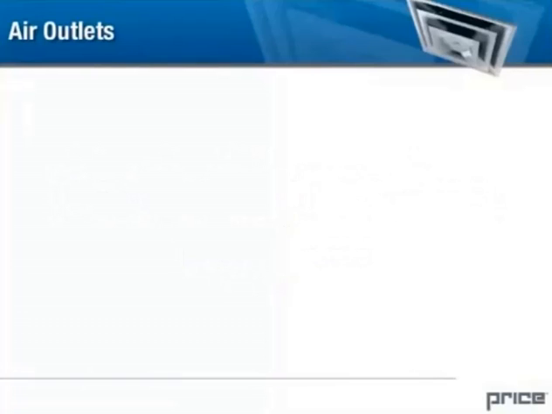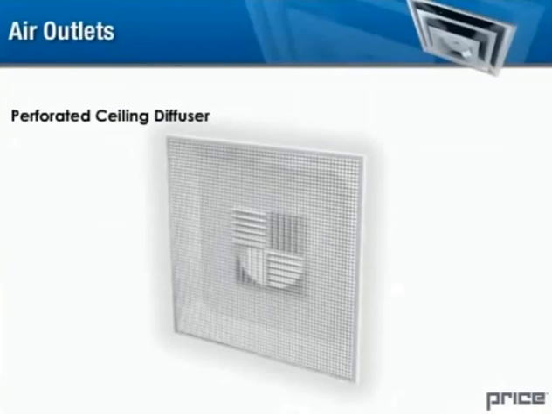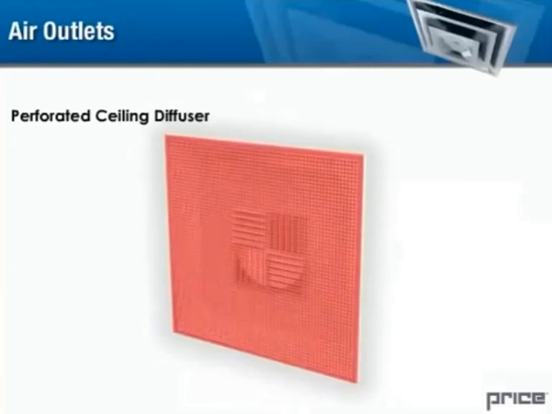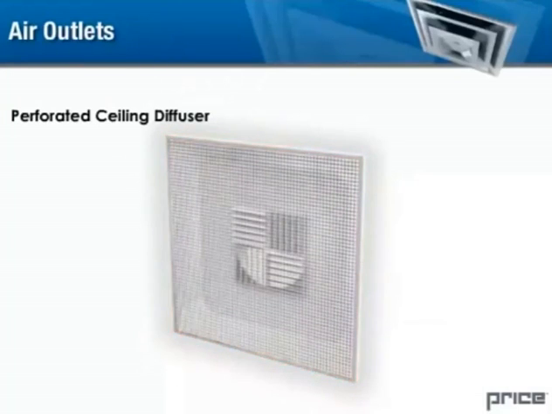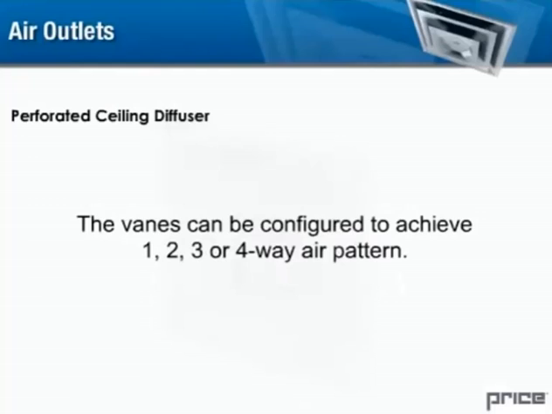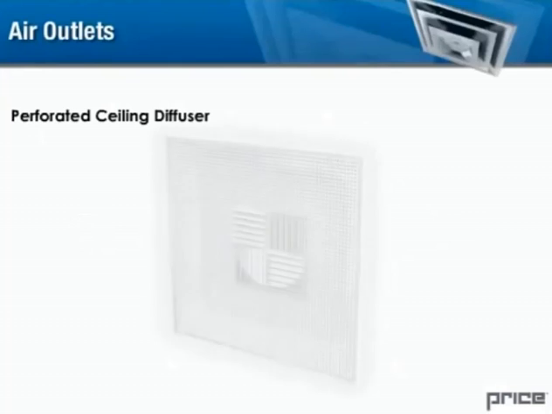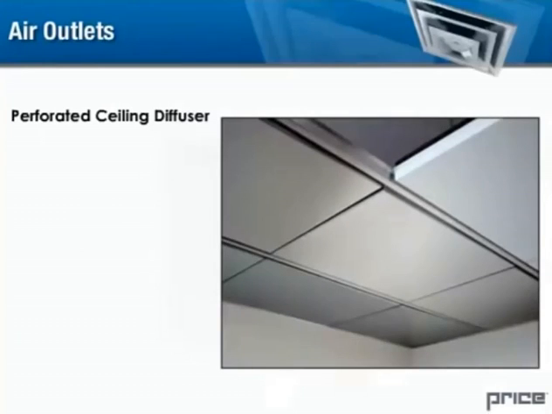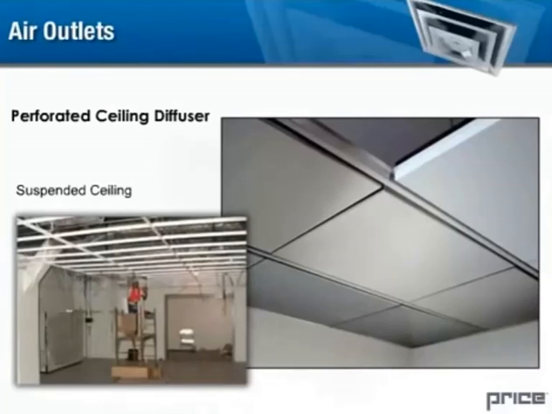Perforated ceiling diffuser. Perforated ceiling diffusers are available with a square or rectangular face supplied through a round or square neck. Horizontal air pattern is achieved with deflection vanes located at the diffuser face or in the neck. The vanes can be configured to achieve 1, 2, 3, or 4-way air pattern. The perforated face blends in very well with the acoustical tiles of typical suspended ceiling systems and is therefore preferred by architects. Perforated return units, both ducted and non-ducted, are also available to match the supply units.